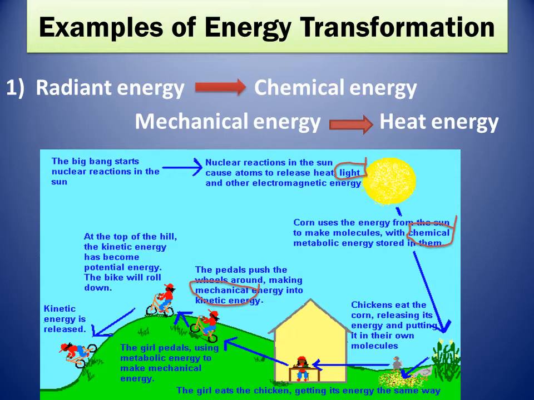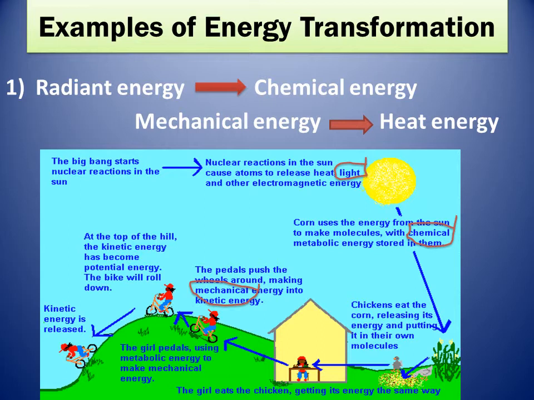When radiant energy coming from the sun strikes the Earth's surface, some of this energy is transformed by photosynthesis into chemical energy stored in the carbohydrate molecules in the plant. When humans or animals eat plants, the chemical energy in the plant is transferred and becomes chemical energy in the human or animal's body.